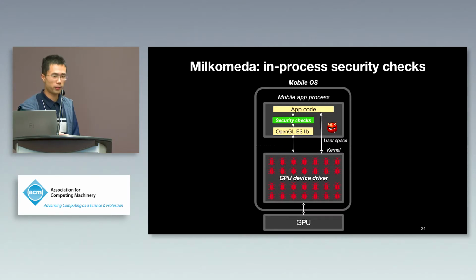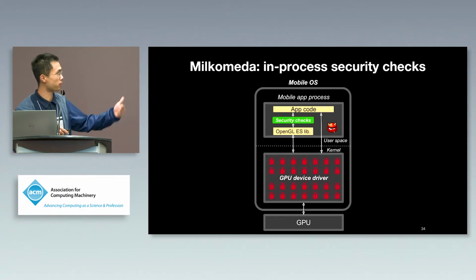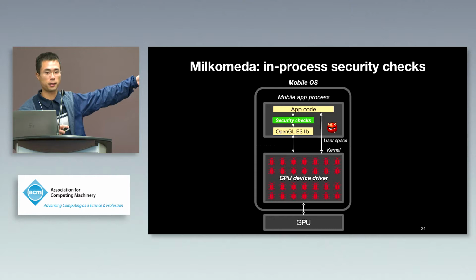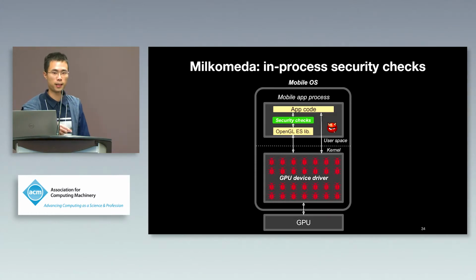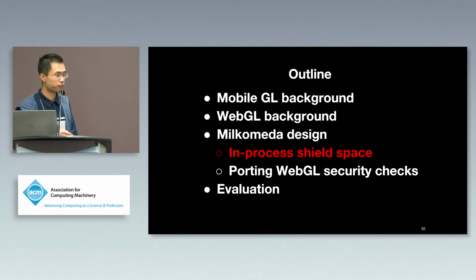So we don't want this overhead, but we still want these security checks. Another idea is a crazy design: put these security checks in the process, right? This will not work, because first, app code can just jump, since it's in the same address space. App code can just jump and skip the checks, or the app code can load another OpenGL ES library that does not have the checks. Or even worse, the app code can directly communicate with the driver to exploit the bugs, right? So to solve this problem, I'm going to introduce the in-process shared space.